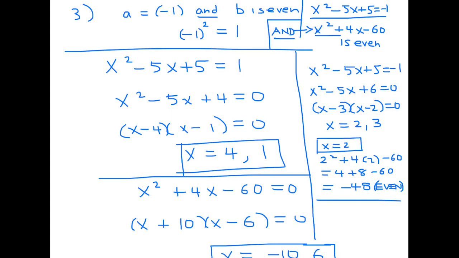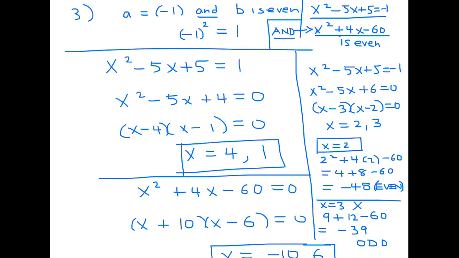And then finally, let's see x equals 3, what it does. If x equals 3, does this become even or not? So we will get x squared, which is 9, plus 4 times 3, which is 12, minus 60. So 9 plus 12 minus 60 is minus 39, which is an odd number. So x equals 3 is not a solution.